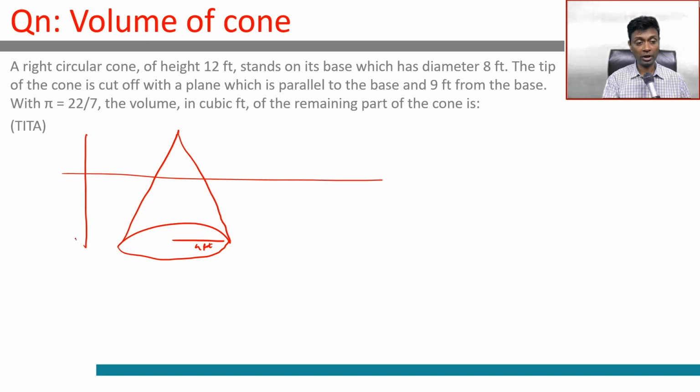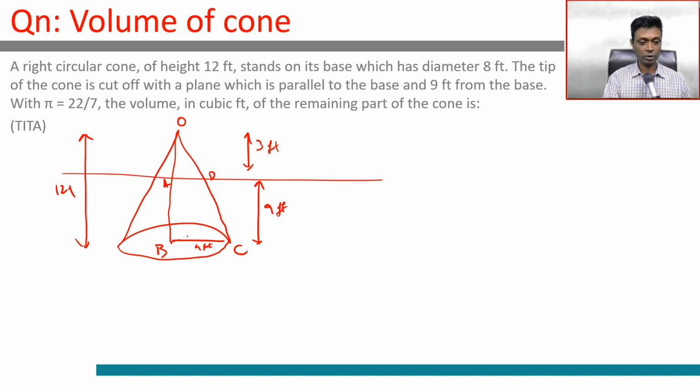So the overall height is 12 feet. 9 feet from it, we cut off one layer. Right? So the remaining would be 3 feet. Let's say this is O, B, C, A, D. OAD is similar to OBC. And so if this is 4, OB is 12, we know OA is 3, AD should be 1. The height crashes by 4, radius will also crash by 4. In the sense that height goes from 12 to 3, the radius will go from 4 to 1. So we've got this is 3, this is in the ratio 3:1, which is 12:4.